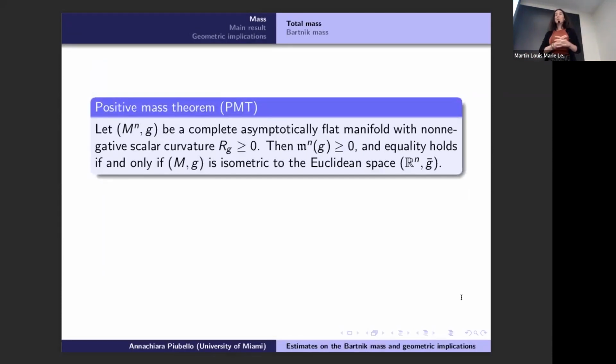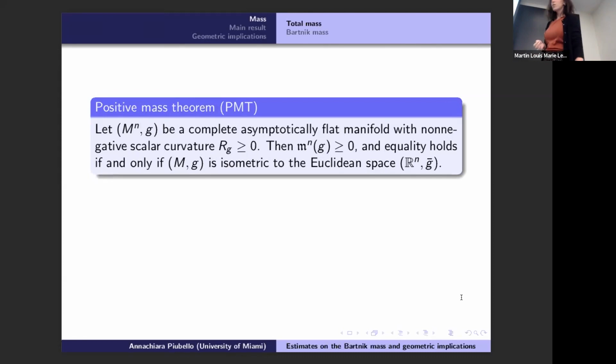Possibly one of the most important results regarding mass is the positive mass theorem. Here I stated it for n dimensions. So if we have a complete asymptotically flat manifold with no negative scalar curvature Rg, then the mass is non-negative, and we will have rigidity if and only if we are isometric to the Euclidean space.